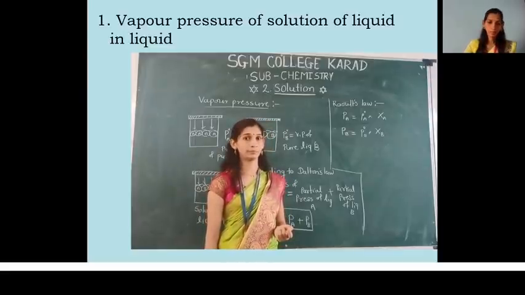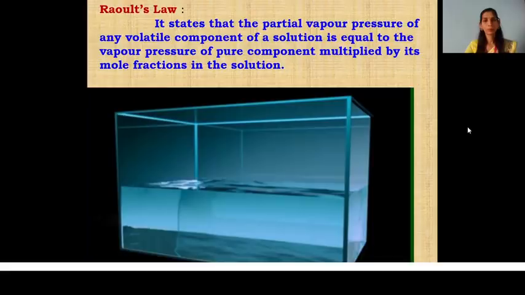For our understanding we take A and B, but in our textbook P1 is equal to P01 into X1, while for the second component B in our textbook P2 is equal to P02 into X2. According to Raoult's law, the partial vapor pressure of a volatile component of a solution is equal to the vapor pressure of the pure component multiplied by its mole fraction in the solution.